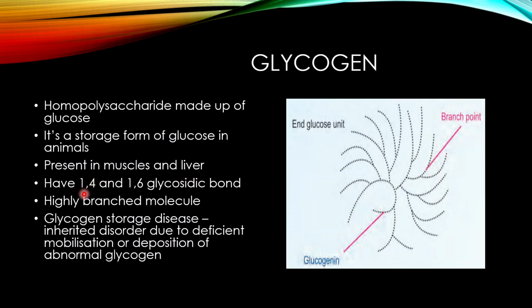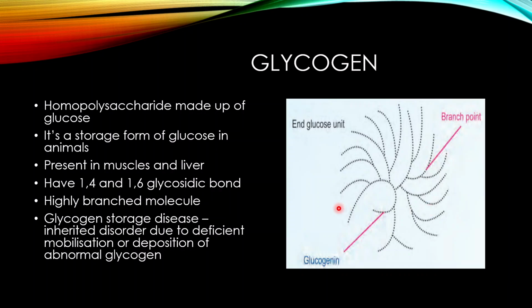So glycogen again has 1,4 and 1,6 glycosidic bonds, and it is a highly branched molecule. So you can see over here, this is the glycogen structure. Okay, it has high branching points. If you look at the main stem, each dot represents a glucose molecule. Each dot is attached by a 1,4 glycosidic bond, and at the branching points it has a 1,6 bond, just like it was there in starch. Okay, so it has high branching points. You can see lots of branches here, so it's a highly branched molecule.